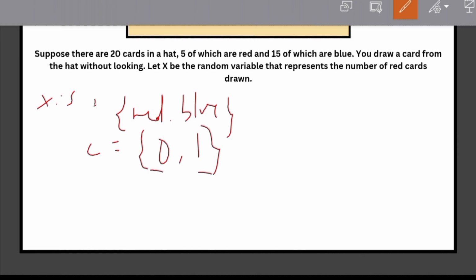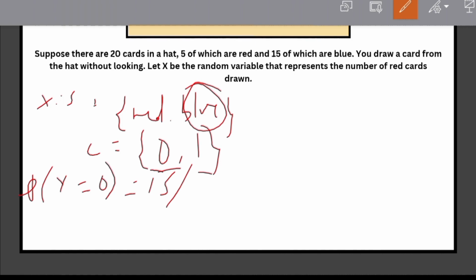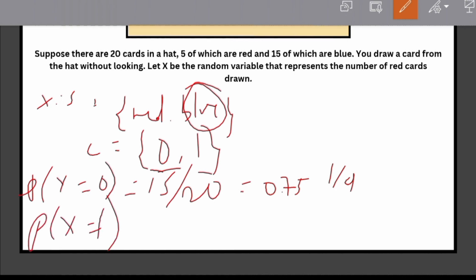So we can define the probability mass function as P(X = 0) equals, how many blues are there? 15, right? And how many cards do we have in total? 20. So 15 over 20 is equal to 0.75 or 3/4, right? And how about if we were to draw a red card, which we will signify as 1? So we have 5 red cards and 20 cards in total. So it's 0.25 or 1/4.